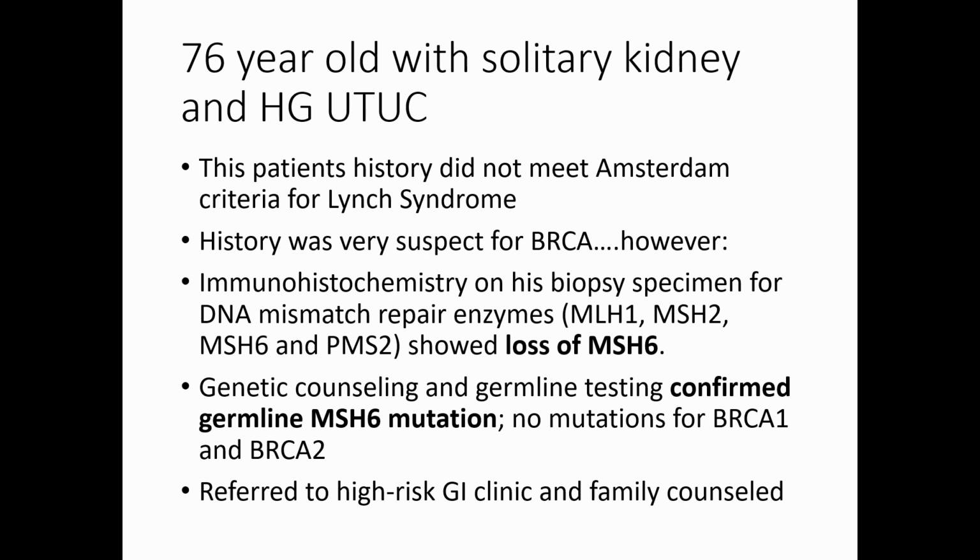And in this case, we screened using tissue, doing the IHC. It actually showed loss of MSH6. Based on that, the patient was sent to genetic counseling and germline testing, which confirmed germline loss of MSH6. And actually, I was thinking it was a BRCA mutation. We do see some upper tract cancers that are BRCA related, not very often, but we do. But in this case, those were not mutated. And so the patient was referred to high-risk GI clinic, and the first-degree relatives of the patient also qualified for genetic counseling and testing, which at this point should be covered by insurance because of his discovery.